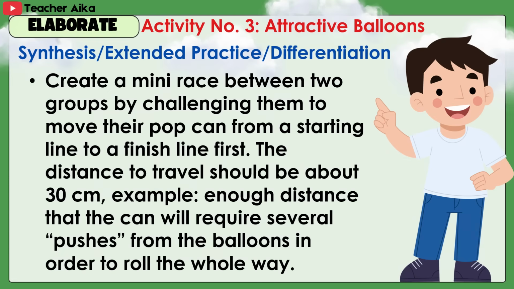Create a mini race between two groups by challenging them to move their pop can from a starting line to a finish line first. The distance to travel should be about 30 centimeters. For example, enough distance that the can will require several pushes from the balloons in order to roll the whole way.